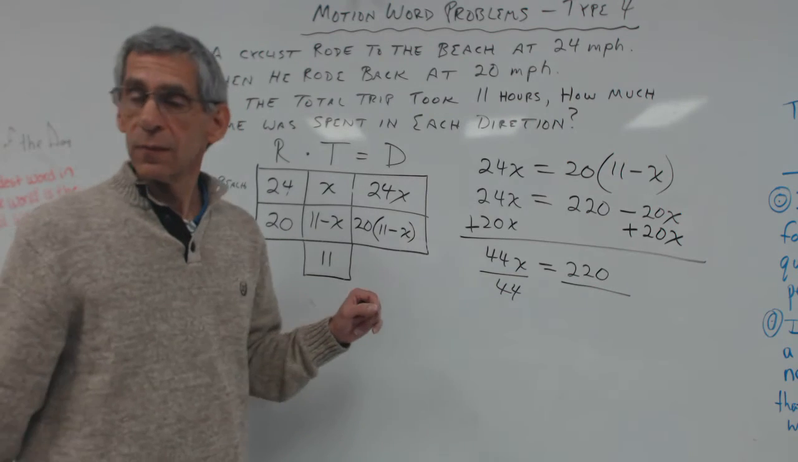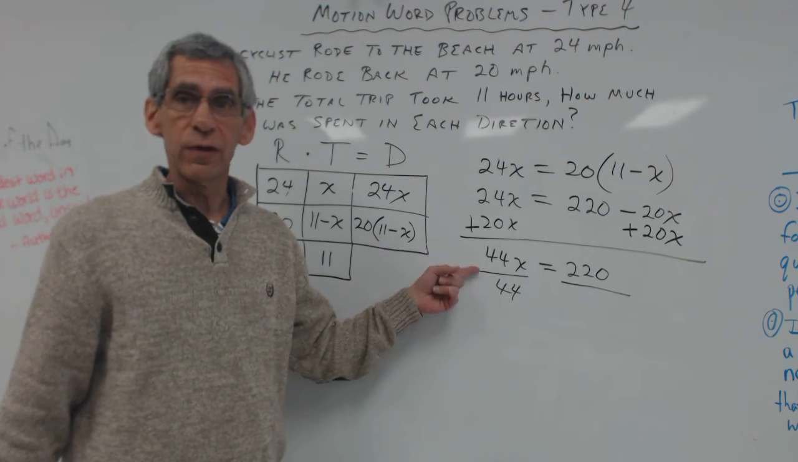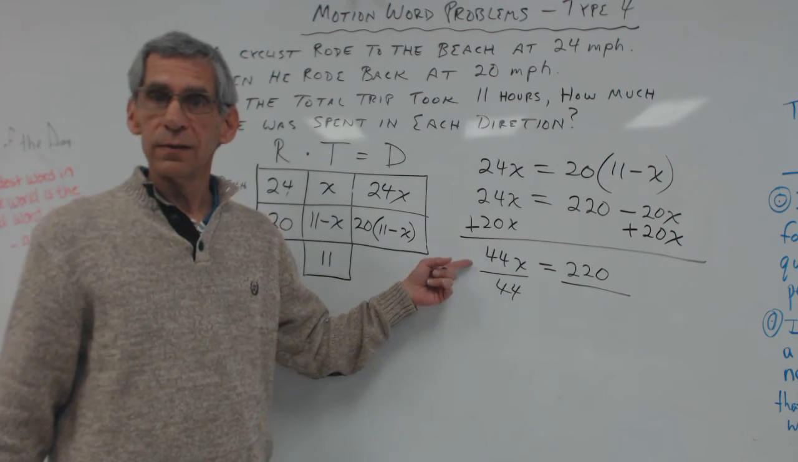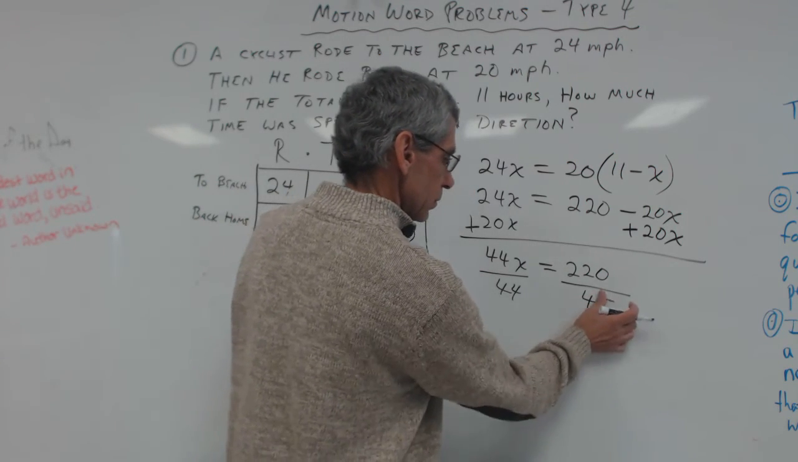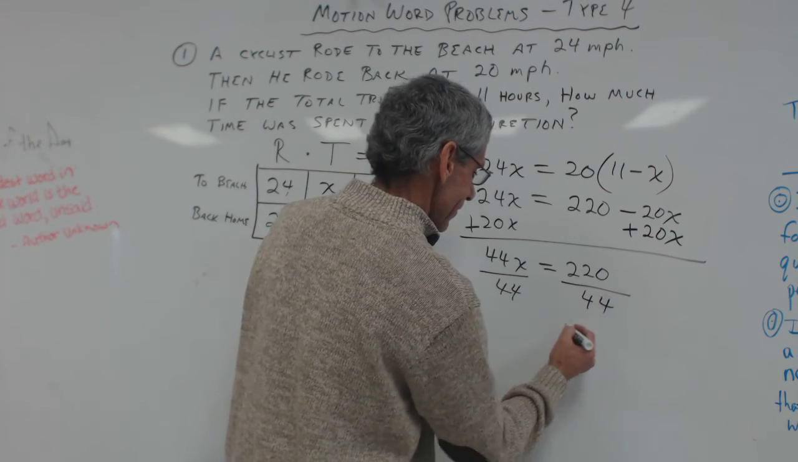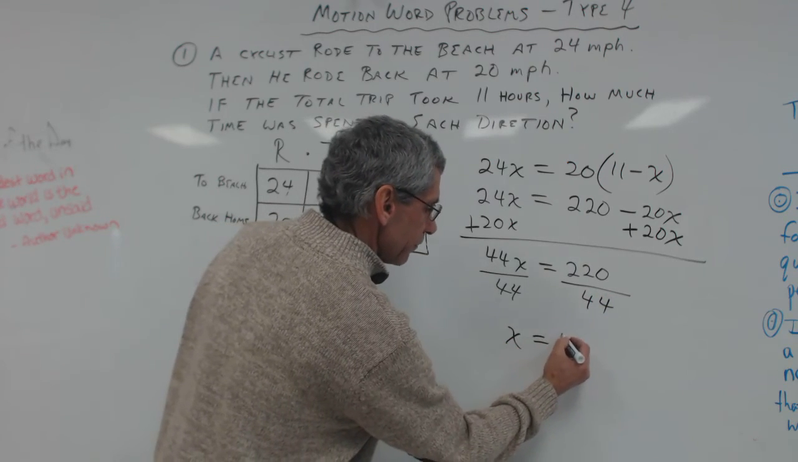Okay, so right, I gotta divide. You like fours. Okay, so I've gotta divide by 44. Everybody's with me? Yep. X equals 5. Yep, x equals 5. I did it in my calculator right now. So x is equal to 5.